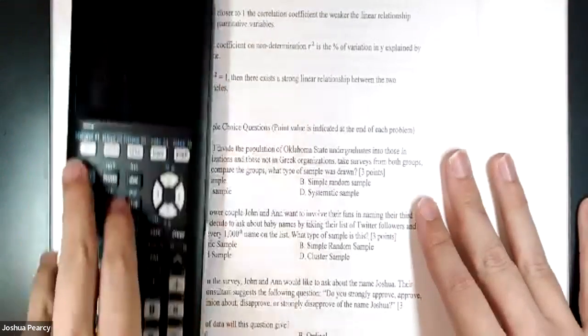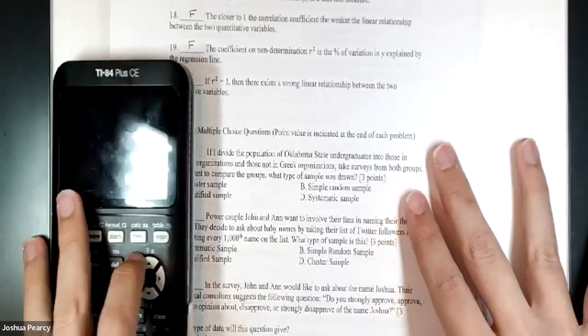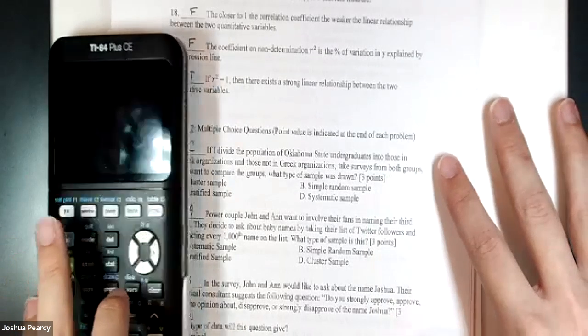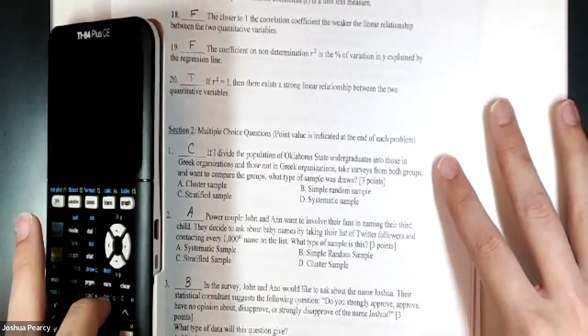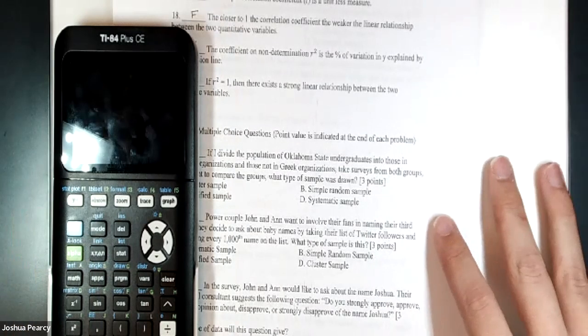Next one. Power couple John and Ann want to involve their fans in naming their 3rd child. They decided to ask about baby names by taking a list of their Twitter followers, and contacting every 1,000th name on the list. What type of sample is this? Yeah, systematic, every Kth member, so it's systematic.